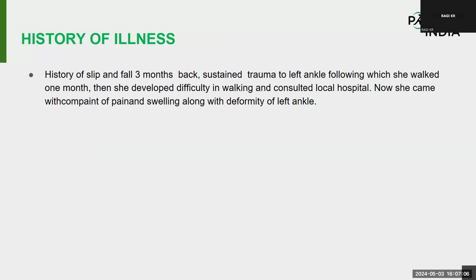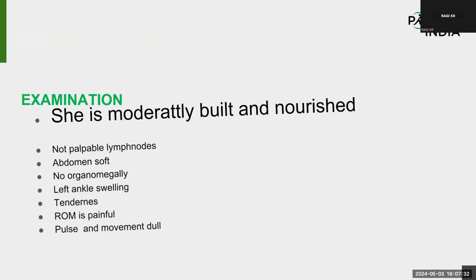Following that, she walked 1 month when she felt some relief from that pain, and suddenly she developed difficulty in walking and consulted in local hospital. Now she came with a complaint of pain and swelling over this left ankle, and deformity.